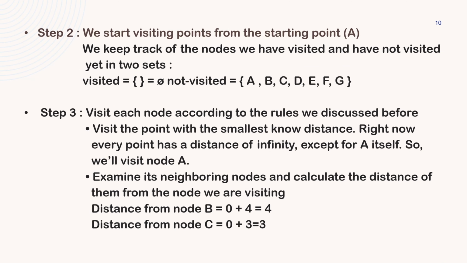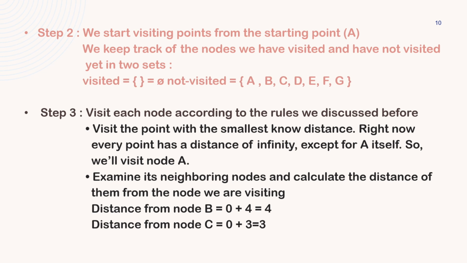Step 2. We start visiting points from the starting point A. We keep track of the nodes we have visited and have not visited yet in two sets. The visited is an empty set and the not visited is a set of A, B, C, D, E, F, G. Step 3. Visit each node according to the rules we discussed before. Visit the point with the smallest node distance. Right now, every point has a distance of infinity except for A itself, so we will visit node A.